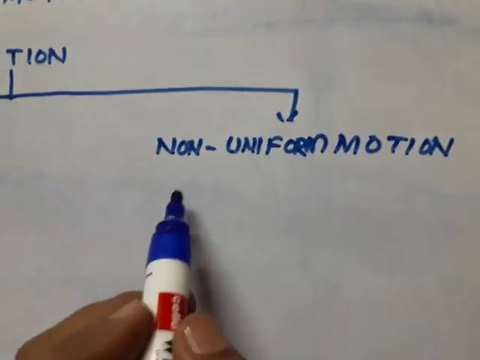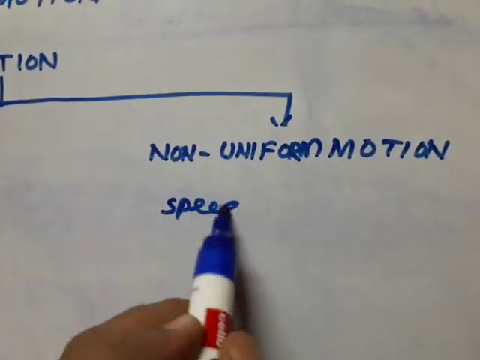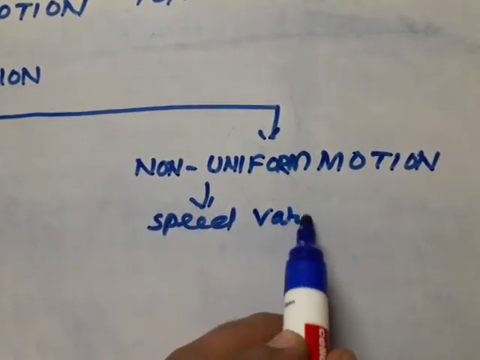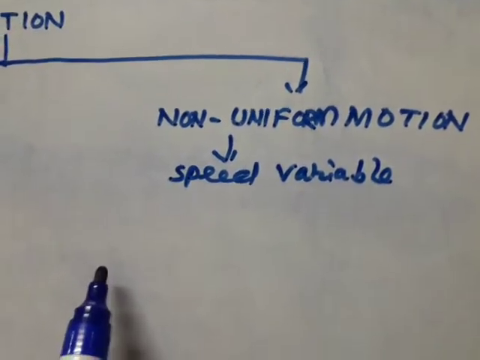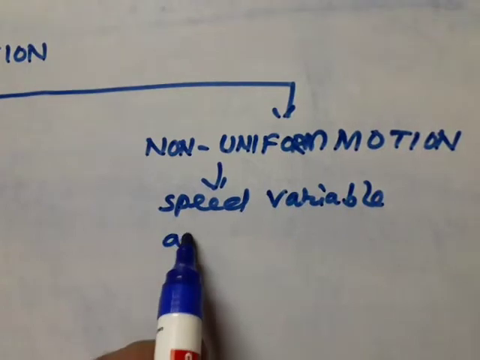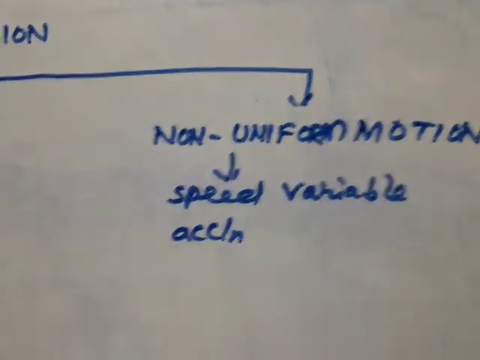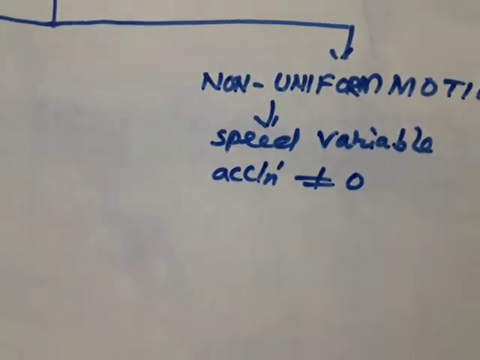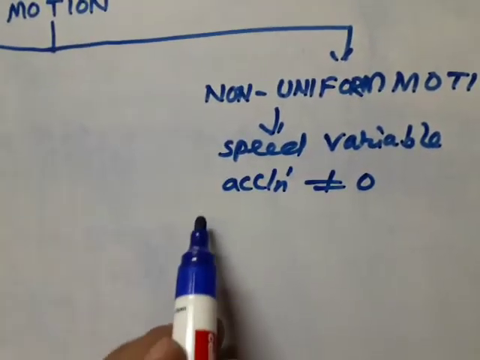But in the case of non-uniform motion, the speed is variable, and as the speed is variable, therefore acceleration is not 0. Acceleration does not equal 0. Since acceleration does not equal 0, we cannot apply this formula. We have to apply the three equations of motion.